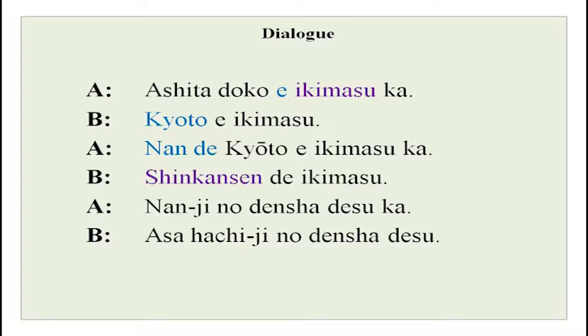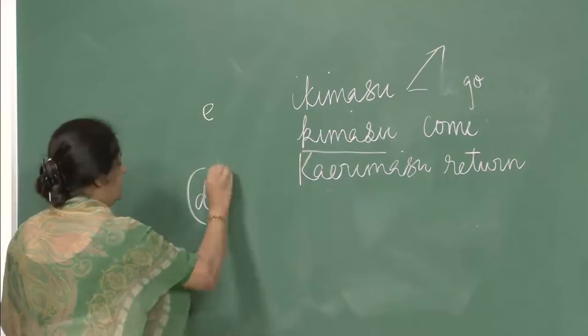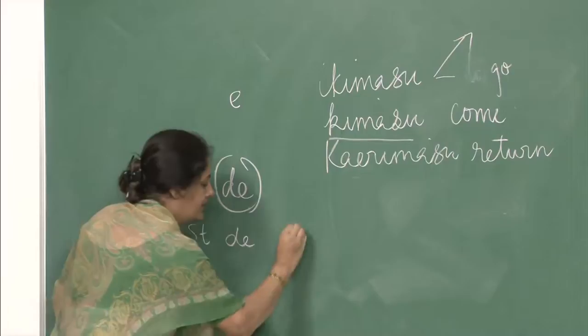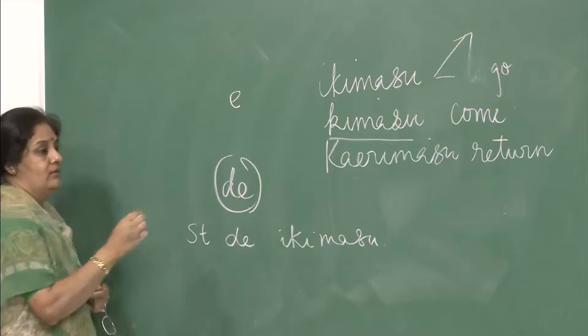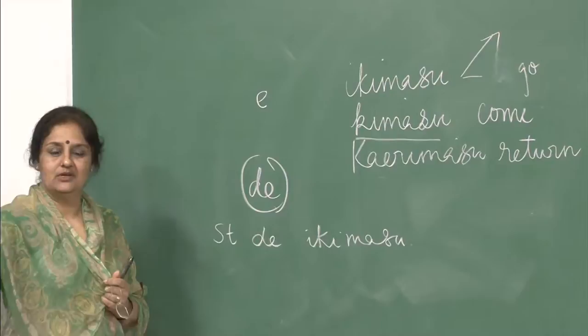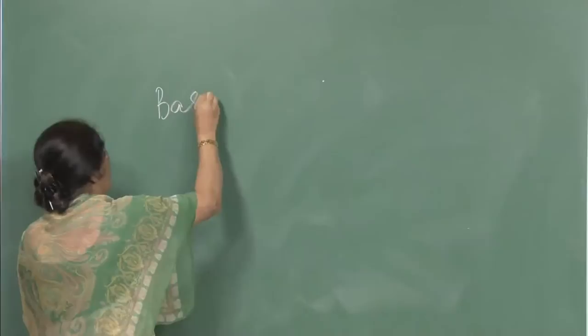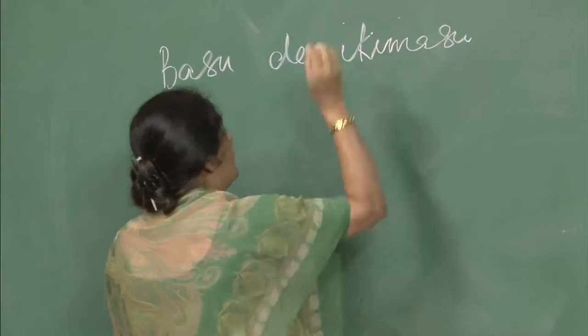Now another new particle over here, which is de. Particle de. Now de shows something de ikimasu, meaning mode of transport, how you will go from this place to that place, how movement is going to take place, how you will transport yourself from this place to that place. So well, it could be bus de ikimasu, I will go by bus.